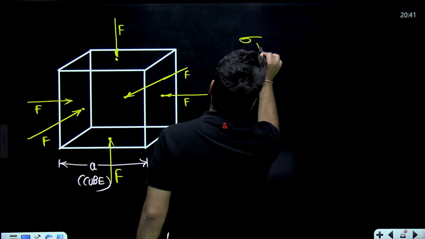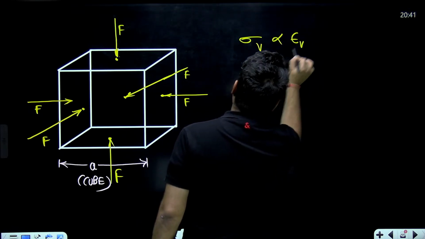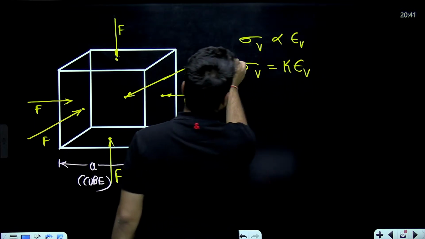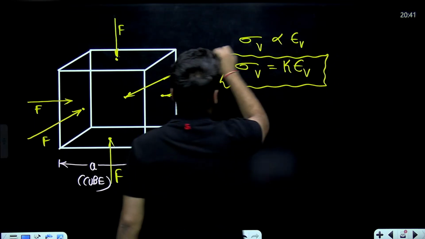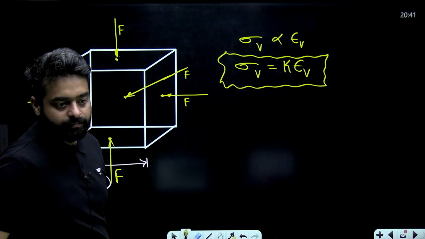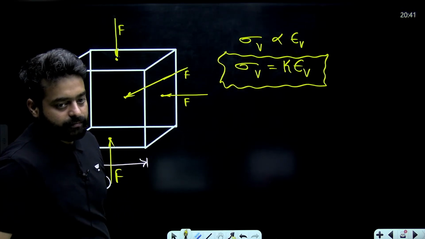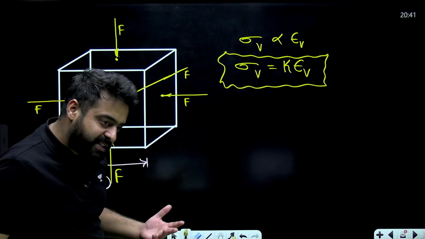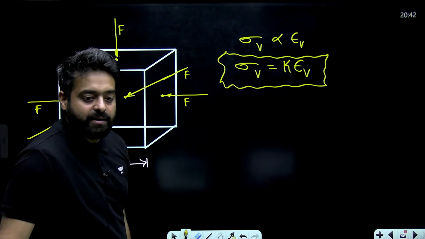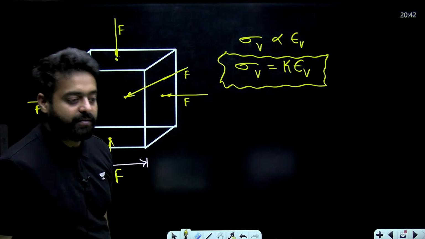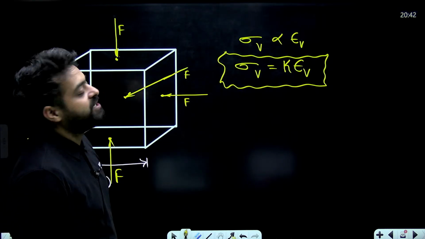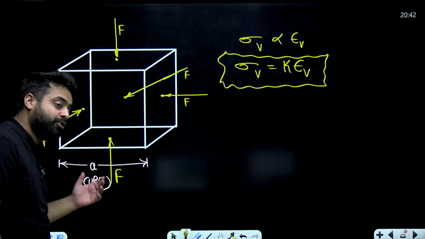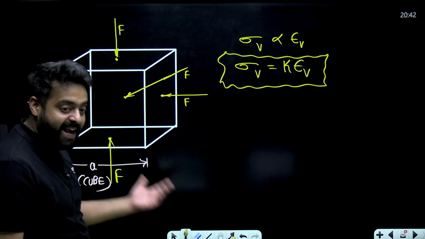The volumetric stress is directly proportional to volumetric strain, and when you remove the proportionality, you will get bulk modulus. Can you tell me the stress on one surface, the force by area, is that the volumetric stress or not? Yes, because the same force is applied everywhere. What is the change in volume? So change in volume is the change with respect to the original volume. The original volume is A cube. The change in volume comes from some change in A.